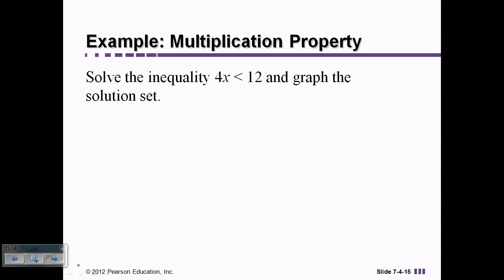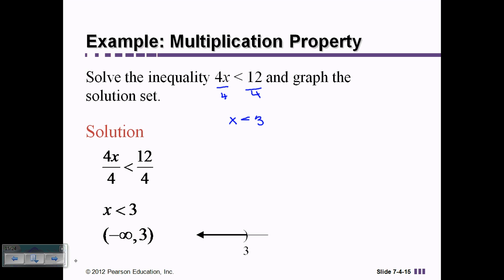So here we have a problem. 4x is less than 12, and graph the solution set. So to solve this problem, we want to divide both sides by 4. So the 4 is a positive number. So we end up with x is less than 3. The arrow did not change directions because the number involved, 4, is a positive number. So then we can graph that on the number line, and we can do our interval notation.